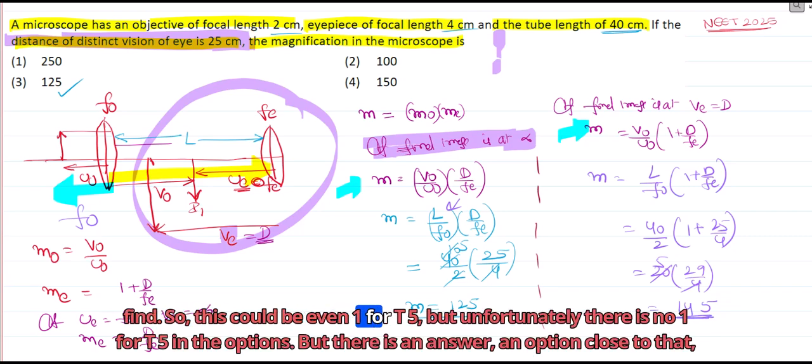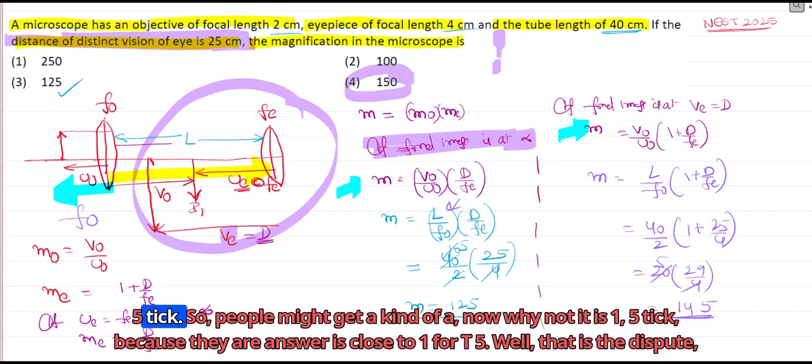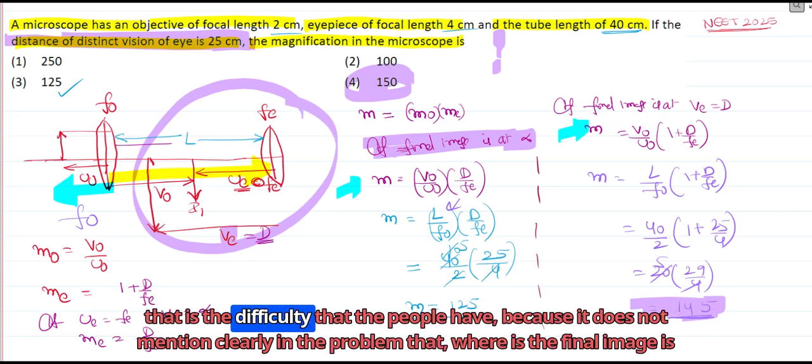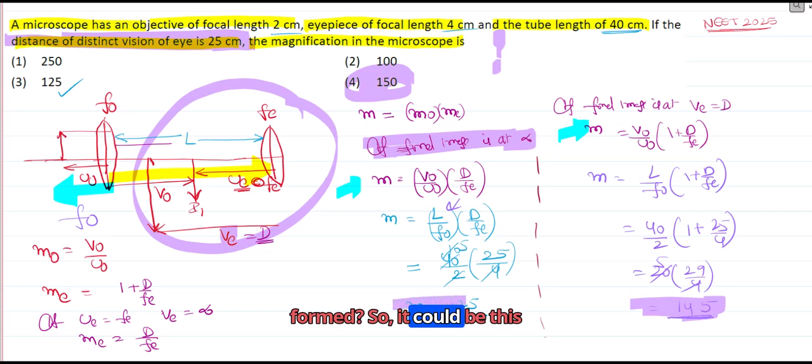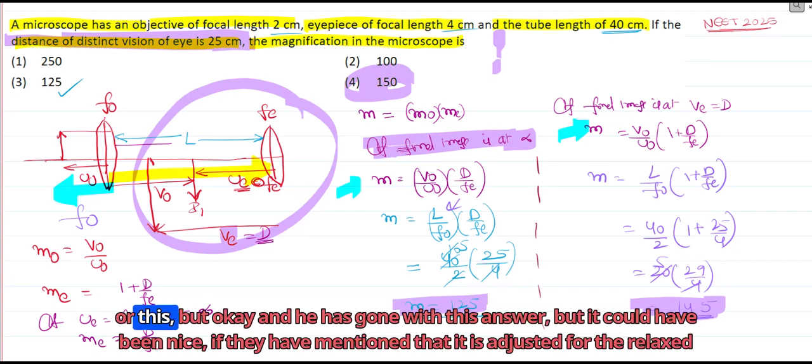So this could be even 145, but unfortunately there is no 145 in the options. But there is an answer option close to that, 150. So people might have a doubt: why not 150, because their answer is close to 145? Well, that's a dispute, a difficulty that people have, because it was not mentioned clearly in the problem where the final image is formed. So it could be this or this, but NTA has gone with this answer.